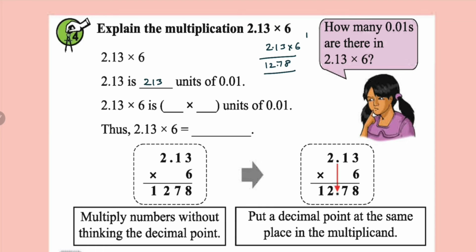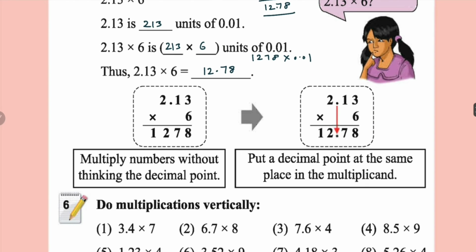Another way of getting the same answer is our previous method. 213 units of 0.01, 213 into 6 units of 0.01. 213 into 6 we already know, 12.78 into 0.01. So just place the decimal point here just before the 2 digits, because you are multiplying with 0.01. That's why the decimal point shifts towards the left by 2 decimal places, 2 digits.